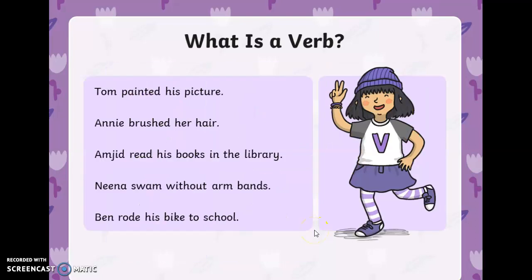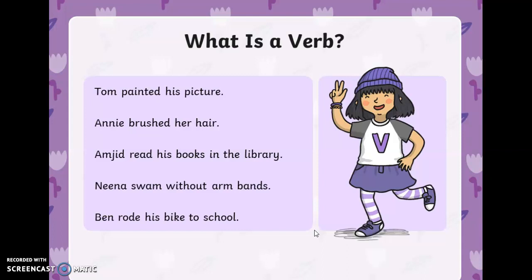Let's look at these sentences. What is a verb? Tom painted his picture. Annie brushed her hair. Amjad read his books in the library. Nina swam without armbands. Ben rode his bike to school.